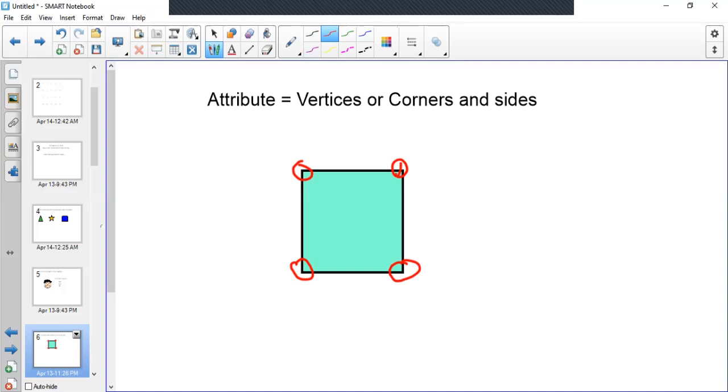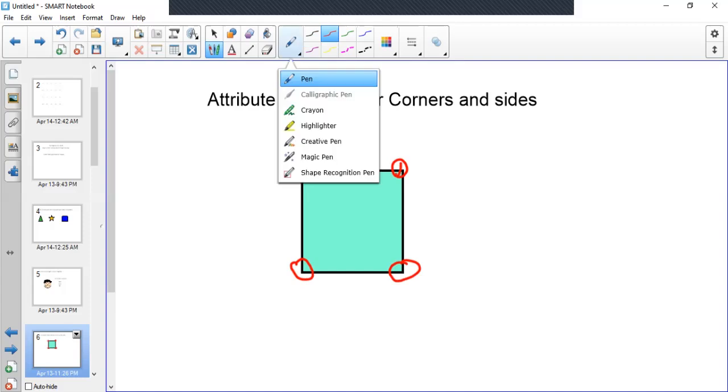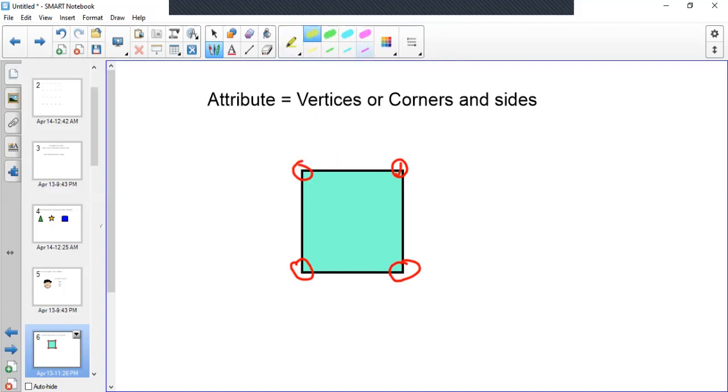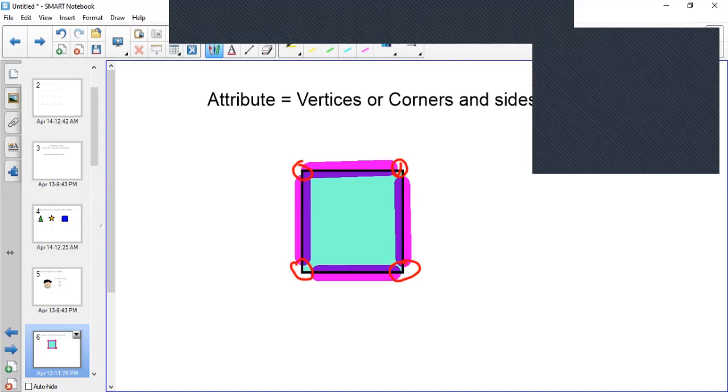Let's see if we can identify how many sides. How many sides does this shape have? It does have 4 sides. Let's see if we can highlight those 4 sides. Here we go. That's 1 side, 2 sides, 3 sides, and 4 sides. Excellent job, scholars, identifying the attributes of this square.